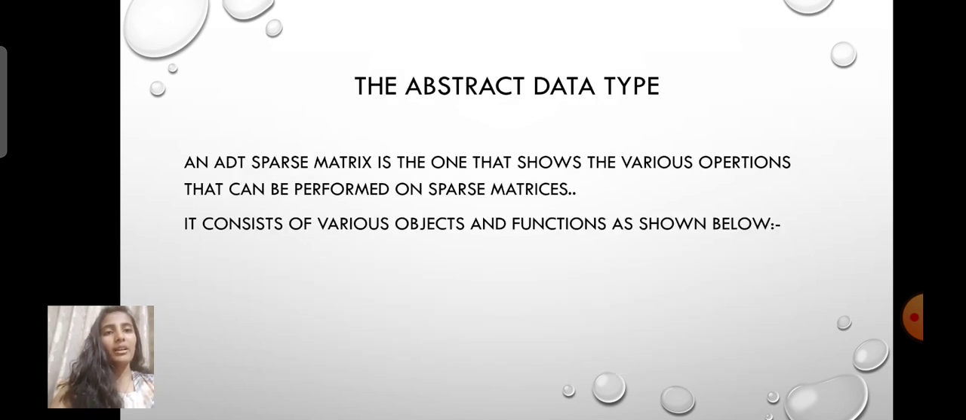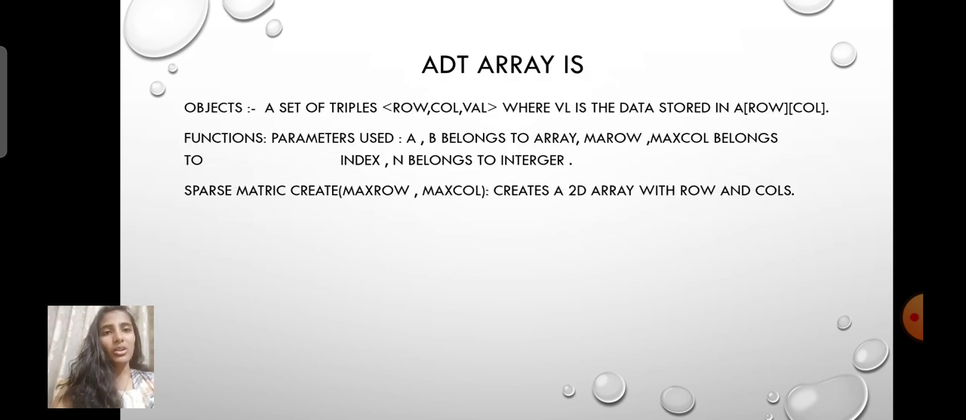The abstract data type, an ADT, which means abstract data type sparse matrix, is the one that shows the various operations that can be performed on sparse matrices. It consists of various objects and functions as shown below. An ADT array is objects, a set of triplets where row, column, value is represented. The value indicates at which row and which column the value is present.